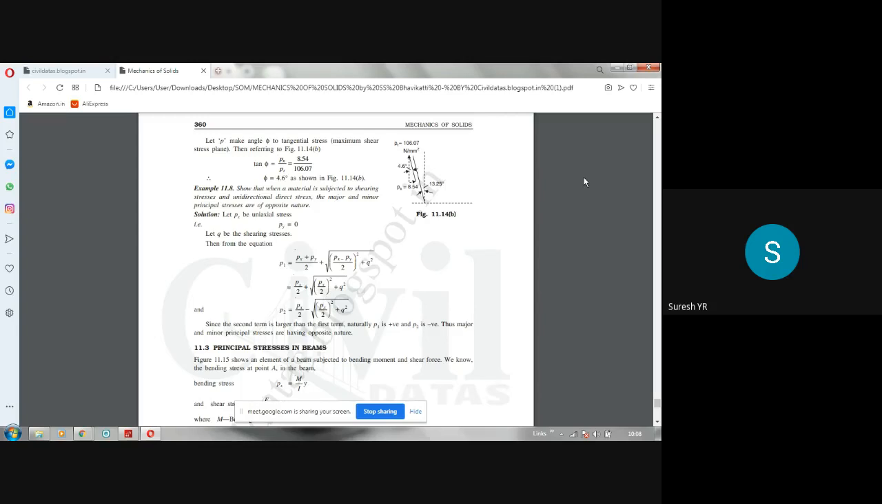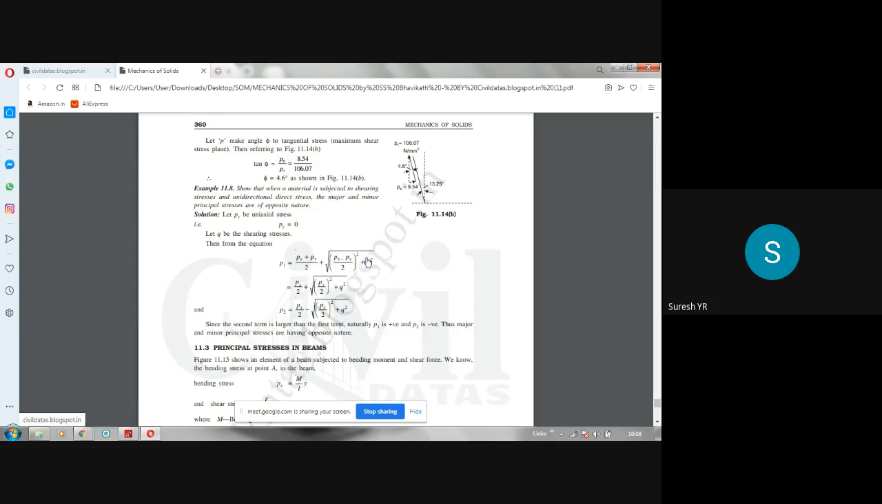That's all. Now in this problem, it is a unidirectional direct stress. Unidirectional direct stress means only Px is there, Py is 0. Q is also there, subjected to shearing stress as given. So let Q be the shearing stress. Now major principal stress. What is the formula for major principal stress? P1 is equal to (Px plus Py)/2 plus root of ((Px minus Py)/2) whole square plus Q square.